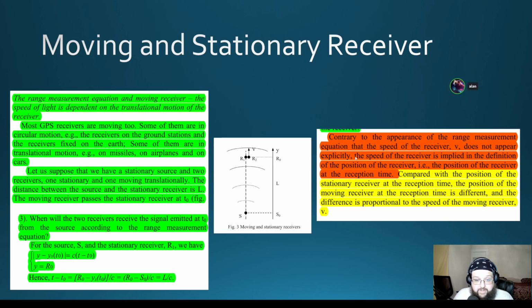So what they find out here is, contrary to the appearance of the range measurement equation, the speed of the receiver V does not appear explicitly, and it is implied from the definition of the position of the receiver at the reception time. Compared with the position of the stationary receiver at reception time, the position of the moving receiver at reception time is different. And the difference is proportional to the speed of the moving receiver.